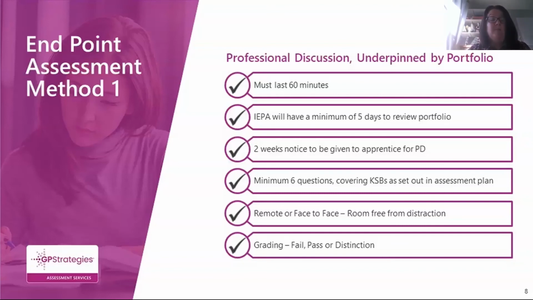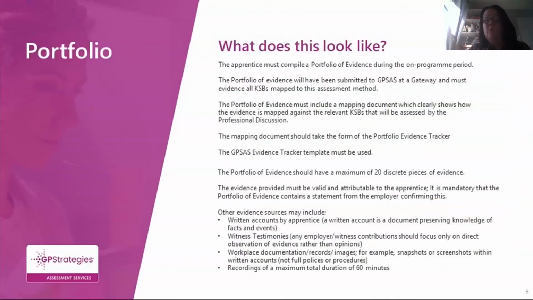So moving on to the portfolio, what does it look like? For compiling the portfolio of evidence, we're asking for it to be submitted at Gateway along with the mapping document that says all these knowledge, skills and behaviours need to have been met through the portfolio, and they can tick and say yes, that's what's actually been done. We have an evidence tracker template resource that can be used. They're asking for 20 discrete pieces of evidence. It's all about the quality of the evidence, not the quantity.